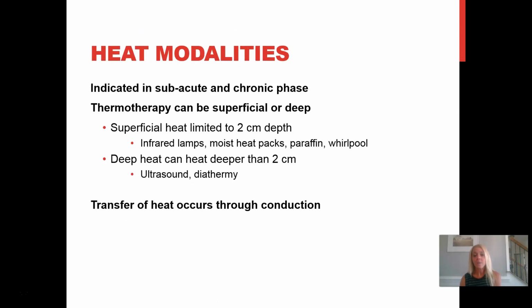All right, so let's talk a little bit about heat. Heat is going to be indicated in the more subacute and chronic phases of recovery. Thermotherapy can be superficial or deep. So the ones that we're going to talk about primarily here are going to be our superficial heating agents. Those are going to be things like hot packs, paraffin, whirlpool. Those are all going to stay relatively superficial, which we're talking about, typically with less than 2 centimeters deep. Deep heat is going to go deeper than that, and those are going to be things like ultrasound and diathermy, which we're going to talk about separately a little bit later.